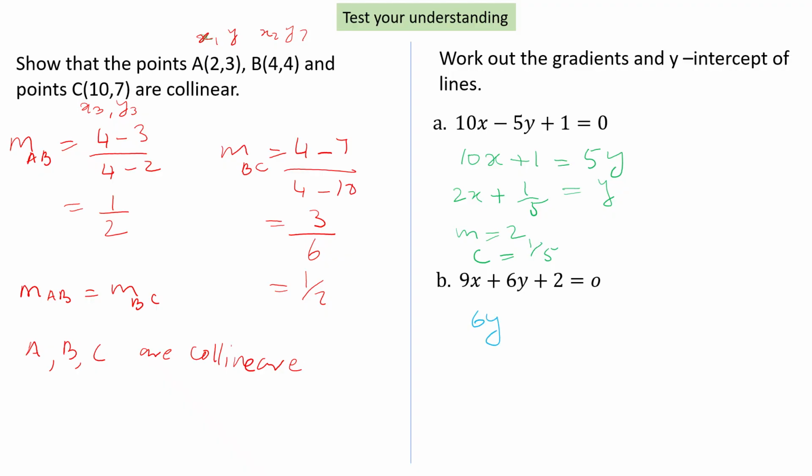So 6y equals minus 9x minus 2. So divide by 6 both sides. So y equals minus 9 over 6, x minus 2 over 6. So this is minus 3 over 2, x minus 1/3. So gradient equals minus 3 over 2, y-intercept minus 1/3.